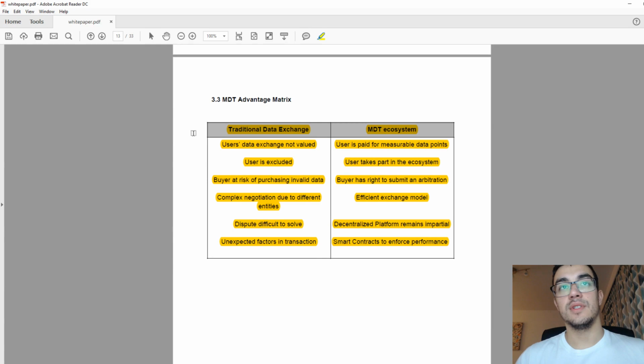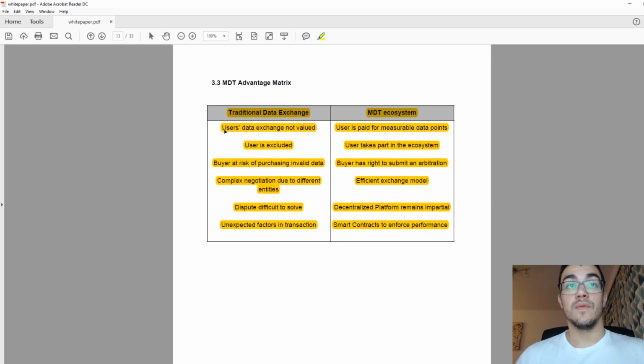Here you have a table with the difference between traditional data exchange and the MDT ecosystem. So let's go through it. In traditional exchange, the user's data exchange is not valued. In the MDT ecosystem, the user is paid for measurable data points. In traditional exchange, the user is excluded from the system, while with the MDT ecosystem, the user takes part in the ecosystem.